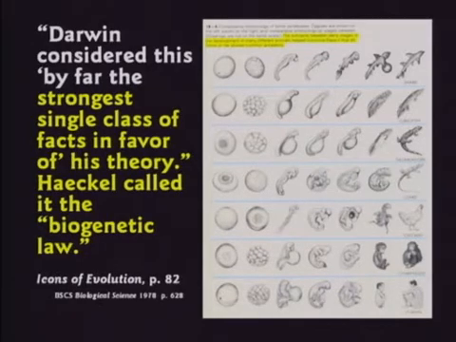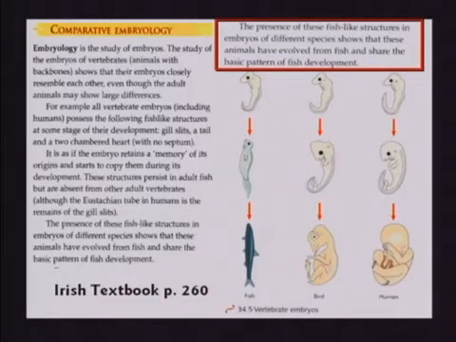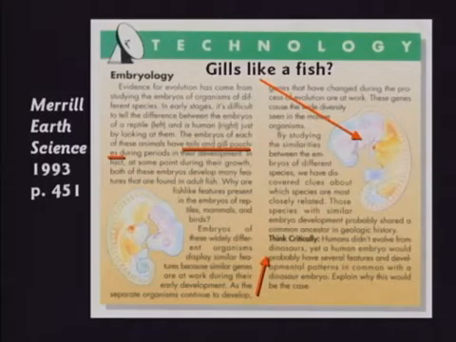Haeckel called it the biogenetic law. A guy named Ernst Haeckel made up the idea that all the embryos of different animals develop through the same stages: fish, amphibian, reptile, mammal. He called it the biogenetic law. This textbook says the presence of fish-like structures in the embryos of different species shows that these animals have evolved from fish and share the basic pattern of fish development. Does the human embryo have gills like a fish? That's what the textbook says.